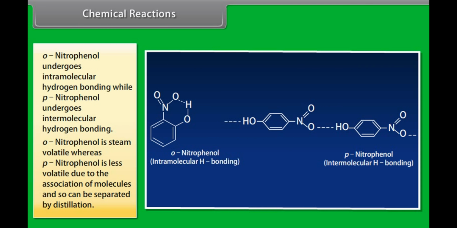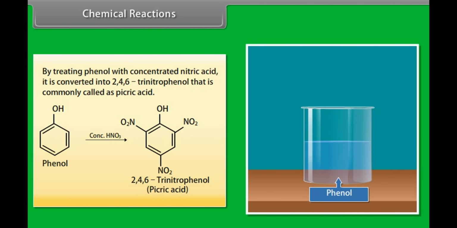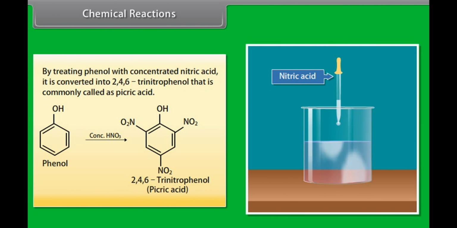Ortho-nitrophenol is steam volatile, whereas para-nitrophenol is less volatile due to the association of molecules and so can be separated by distillation. By treating phenol with concentrated nitric acid, it is converted into 2,4,6-trinitrophenol, that is commonly called picric acid. Phenol is converted into picric acid by treating it with concentrated nitric acid.